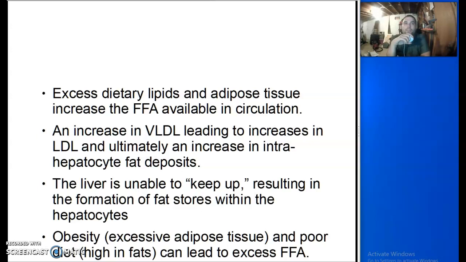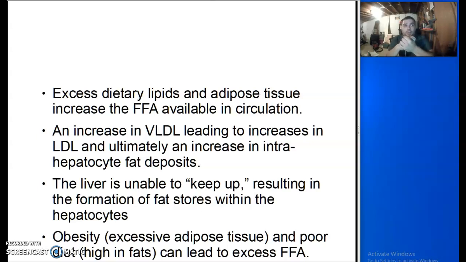So excess dietary lipids in the adipose tissue are increasing free fatty acids, which are available in circulation. These free fatty acids are being brought into the liver, which increases the production of VLDL. The VLDL regulatory step is not what one would assume, which is the creation of the ApoB100 skeleton, but rather the regulatory step is going to be just the free fatty acids available and our lipogenesis, or our lipid generation via acetyl-CoA. If that's available, we're just going to continually build VLDL.